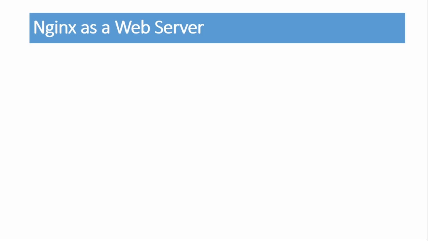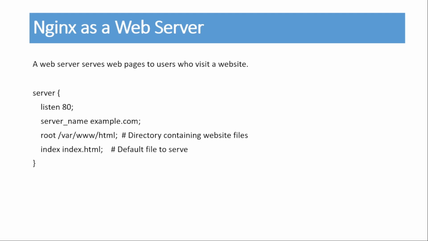So, NGINX as a web server. A web server serves web pages to users who visit a website. Imagine you have a static website with HTML, CSS, and image files. NGINX is configured to listen for incoming HTTP requests. When a user enters your blog URL in their browser, NGINX receives this request. NGINX looks in its specified directory for requested files and sends them back to the user's browser.